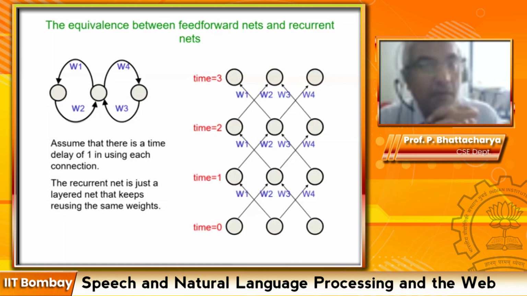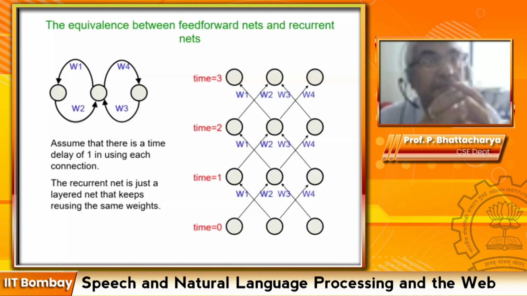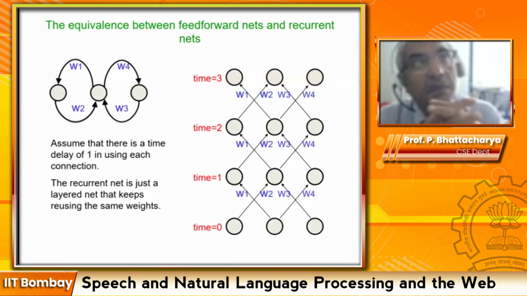Kaveri is asking that RNN uses the same W values, I believe it's the weight values, for each input. Do they suffer from the symmetry breaking problem?